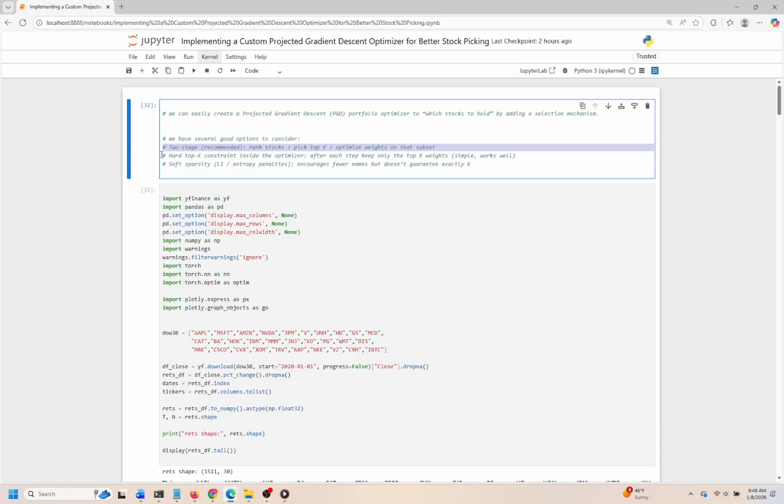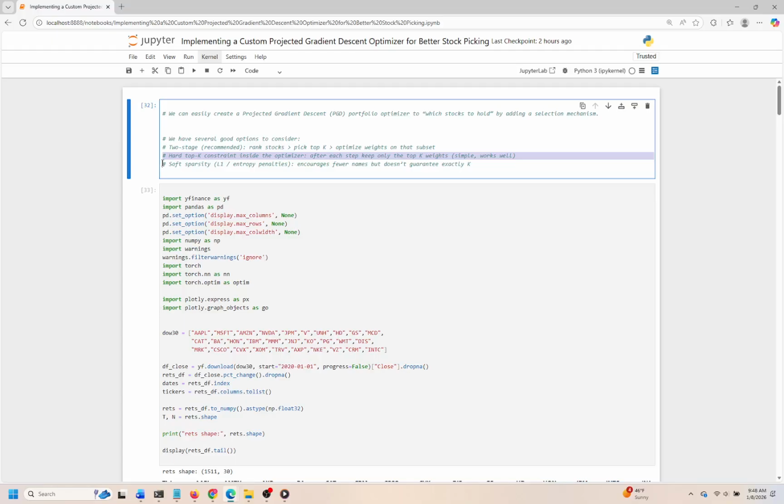on performance indicators. Another approach is to impose a hard top K constraint within the optimizer itself. In this case, after each optimization step, we only retain the weights associated with the top K stocks. This technique is straightforward and has proven to work effectively in practice. It simplifies the decision-making process, ensuring that only the most promising stocks contribute to the final portfolio.